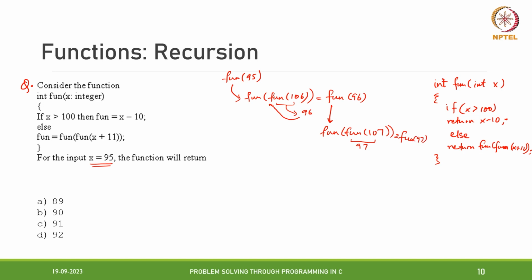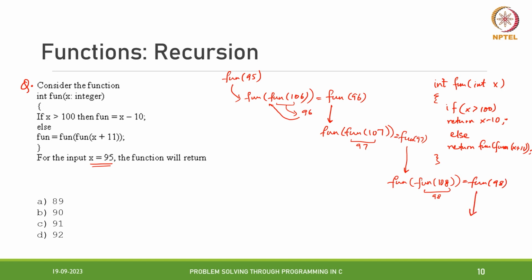Now fun of 97, what is fun of 97? It does not satisfy this condition, so the else part again it will call fun of 108. So what is fun of 108? Fun of 108 is 98, right? Because if you call this function fun with 108, you will simply have 108 minus 10, which is 98. So now it will evaluate fun of 98.